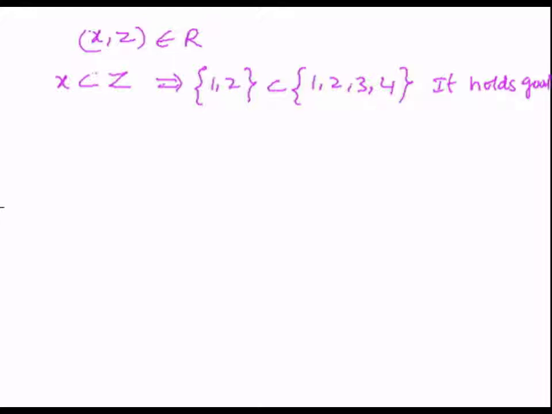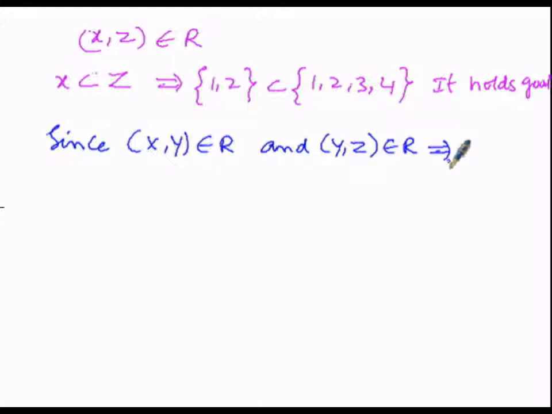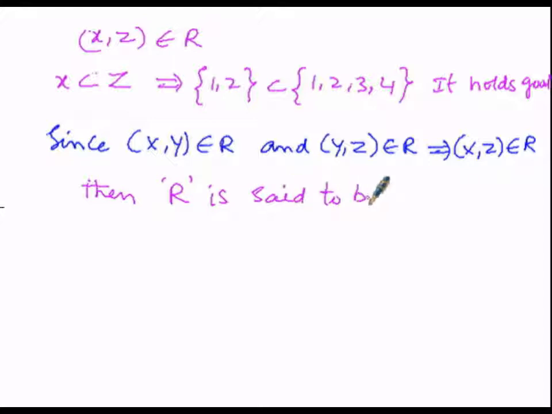Therefore, since x comma y belongs to R and y comma z belongs to R, that implies x comma z belongs to R, then R is said to be a transitive relation.